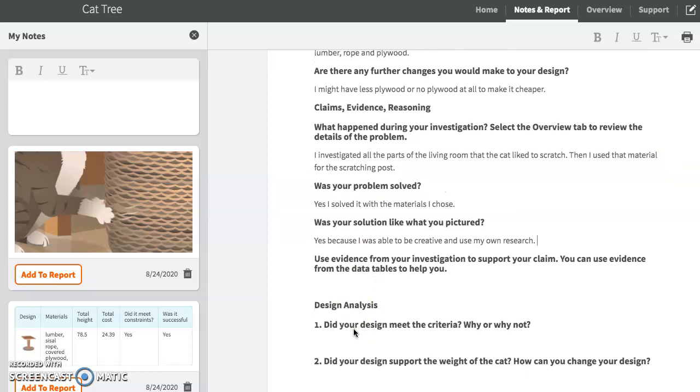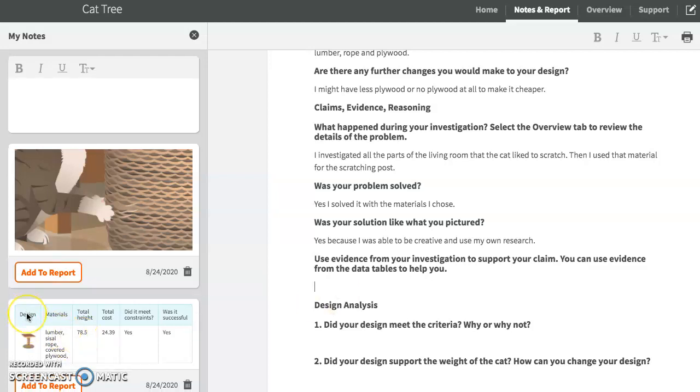Alright, use evidence from the investigation to support your claim. Okay, so basically what they're saying is you use evidence from these data tables, which is this part right here. So I'm definitely going to use this. It says, why did everything work? Why is this the best one? And we can put height. Okay, the height was under 80 centimeters. The cost was under $30, right? Those are our constraints. So we're using the evidence of the materials that we used to show that it worked.